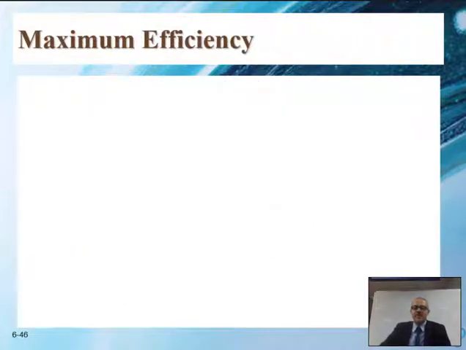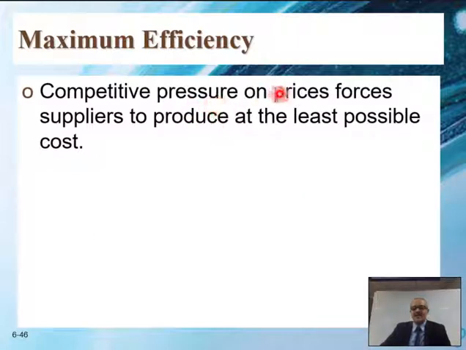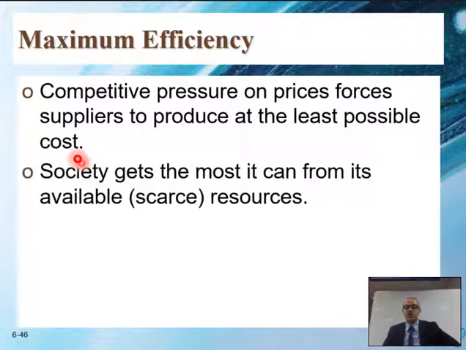And then we've got the idea of maximum efficiency. That's when there's a pressure on prices. It forces suppliers to produce at the least possible cost. So more and more need for mangoes, and then people try to use the best way to lower their cost so that they can produce at maximum efficiency. And society will get the most it can from available scarce resources.